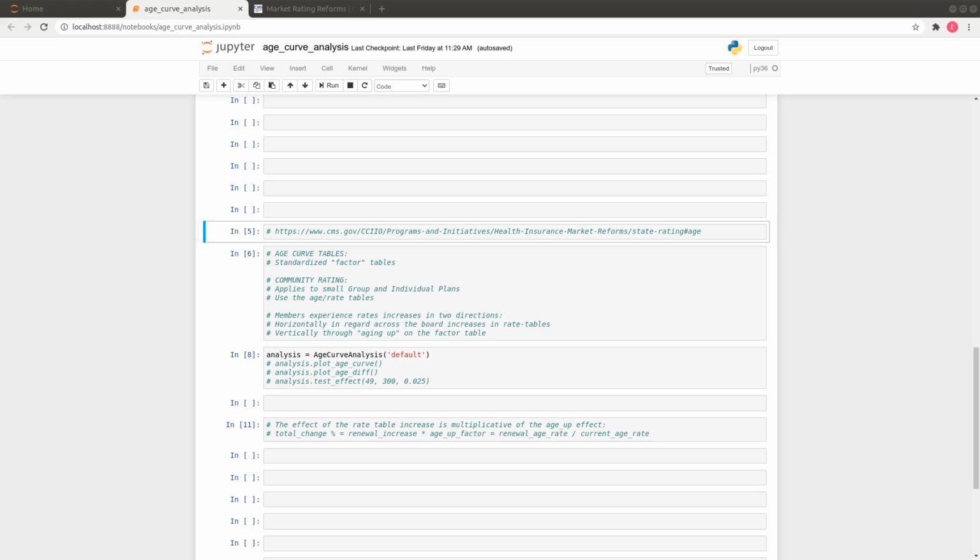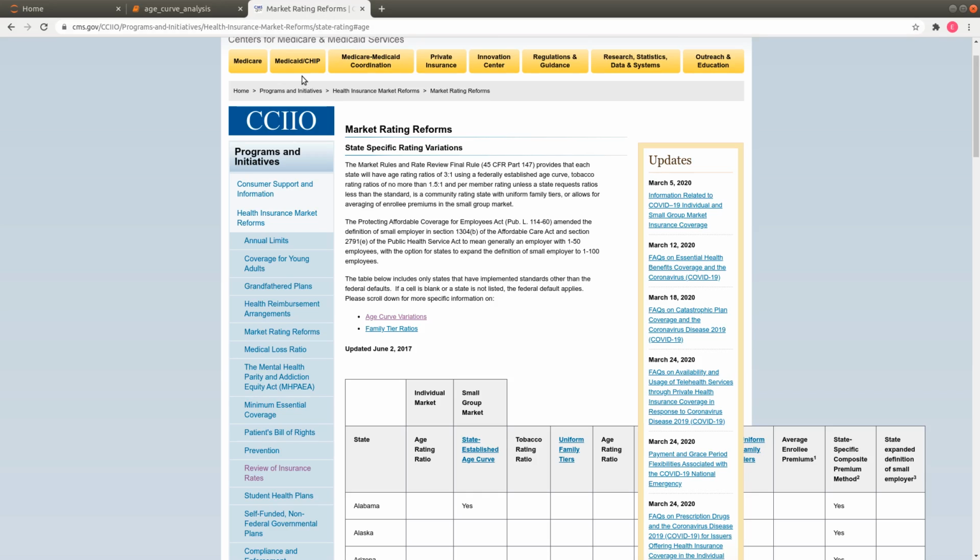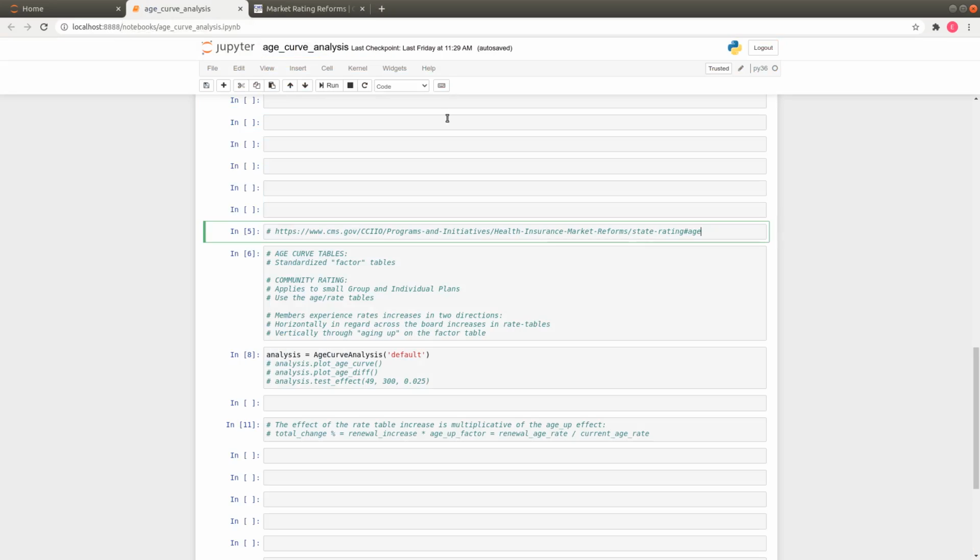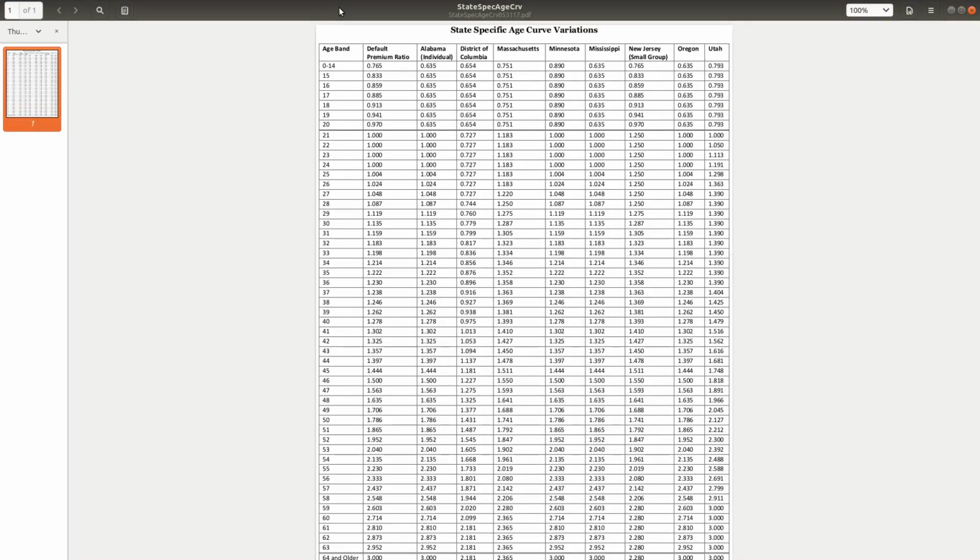This video is for insurance agents, brokers, advisors, or anybody who works with rate tables with insurance companies or health insurance. So what the age curve is, you can get some information at this website. It's a CMS website. It's government, and I'll put a link in the description. But the age curve is a table that looks kind of like this, and I actually just downloaded this from the website. So this is a government issued table. It's a table that informs pricing for health insurance products based on age.